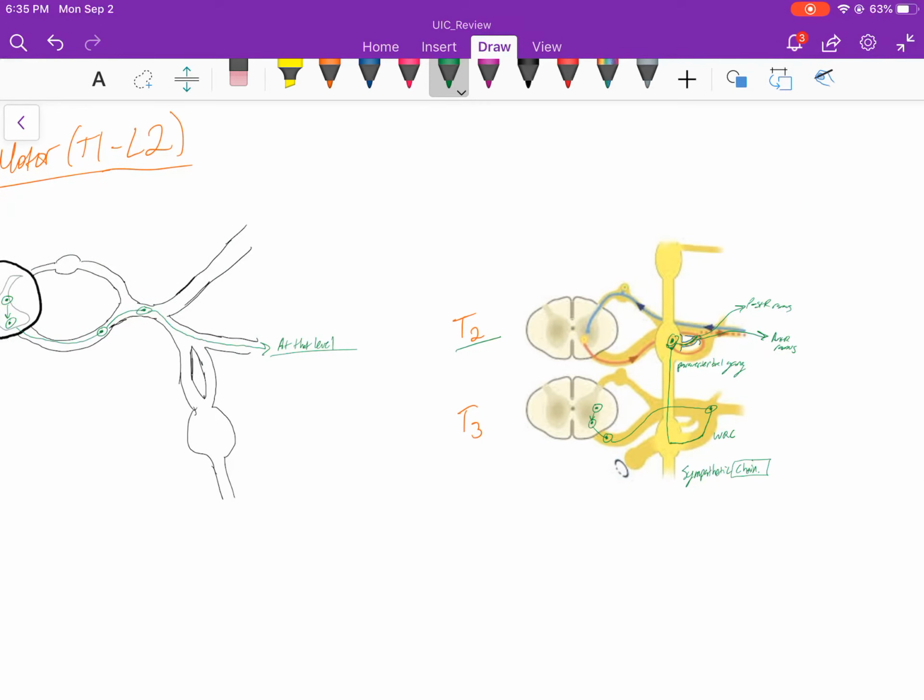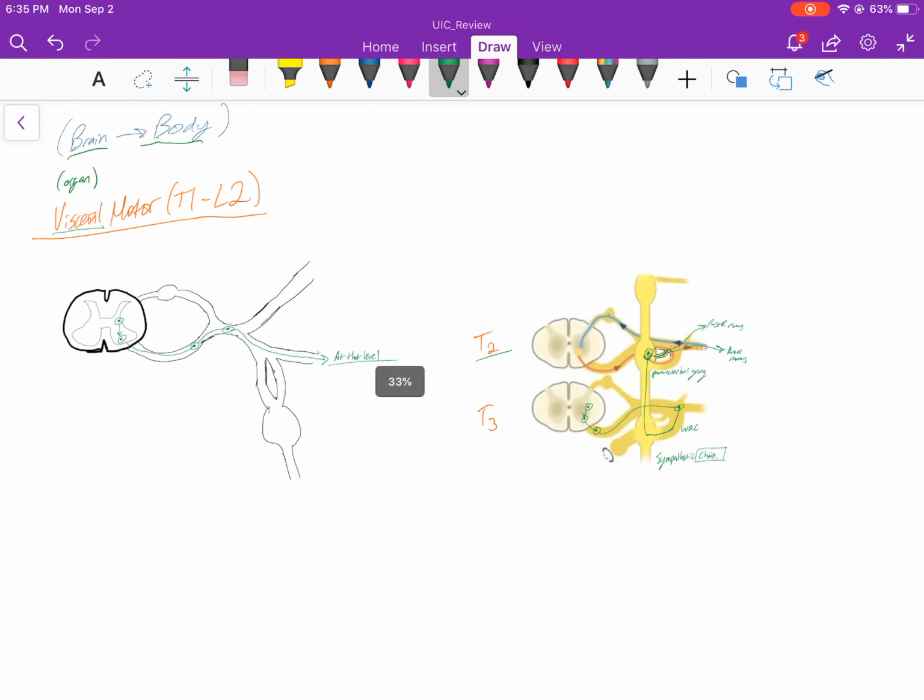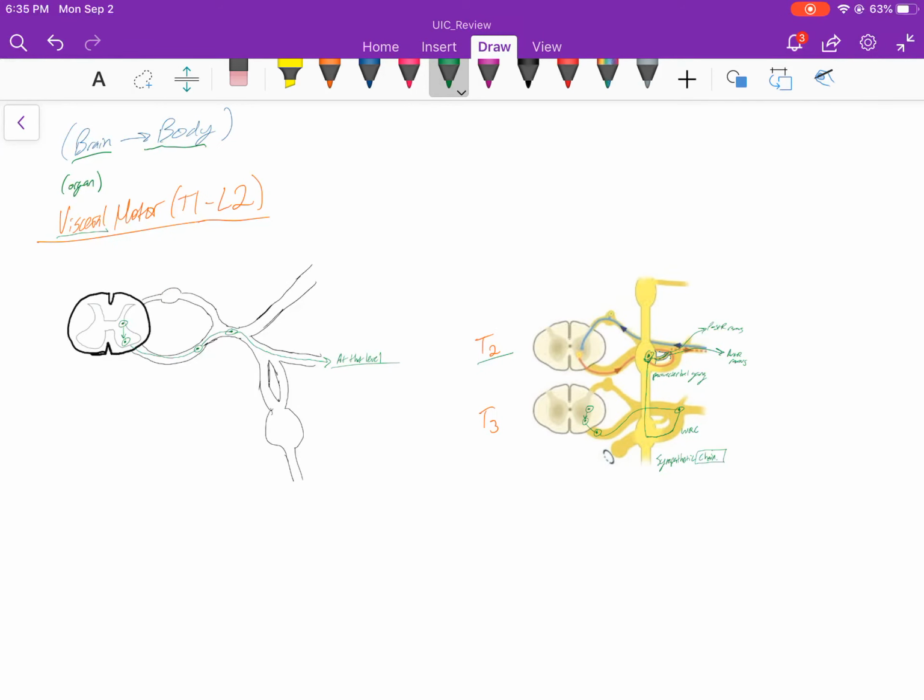And yeah, that's pretty much it for the pathways. That's a quick and dirty version. If you have any questions, please let me know. And yeah, hope it's helpful.